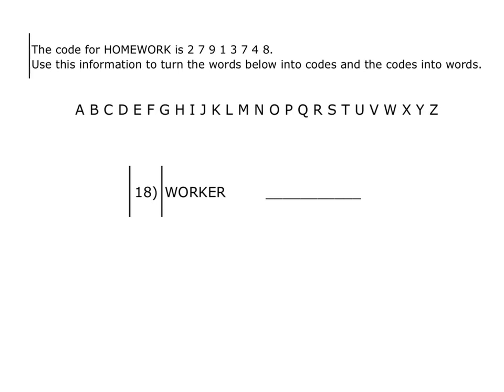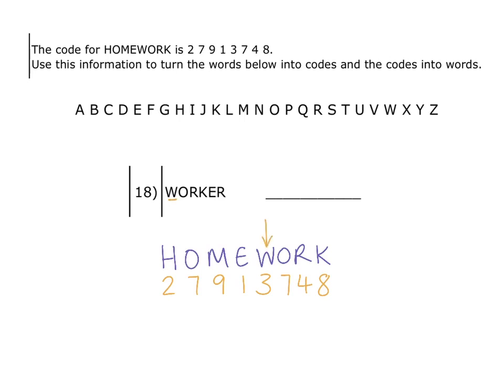Question 18. Worker. If we begin by writing out the word homework and then writing the code underneath this word, we can see which letter is represented by which number. We have 2, 7, 9, 1, 3, 7, 4, 8. So our first letter is W in worker, and you can see that the letter W is represented by the number 3, so 3 will be our first code number.